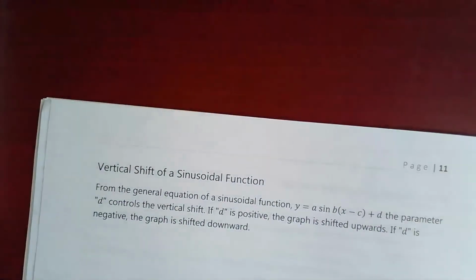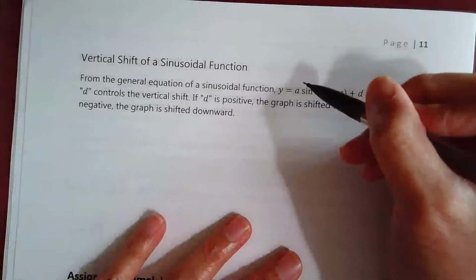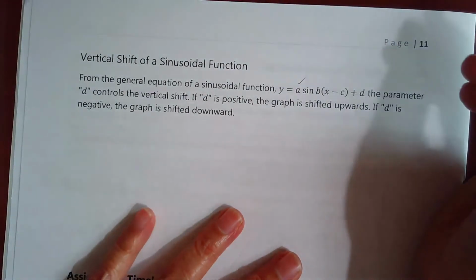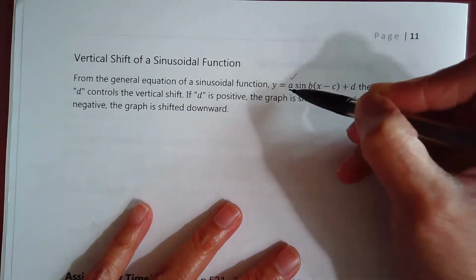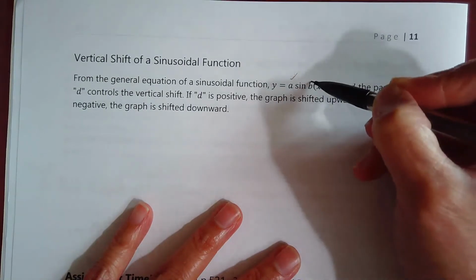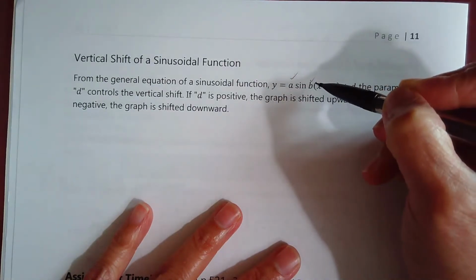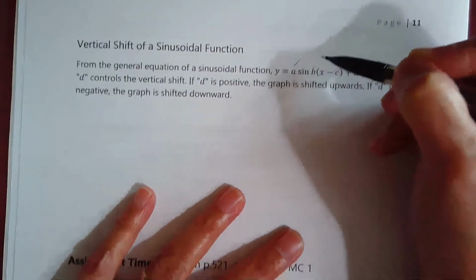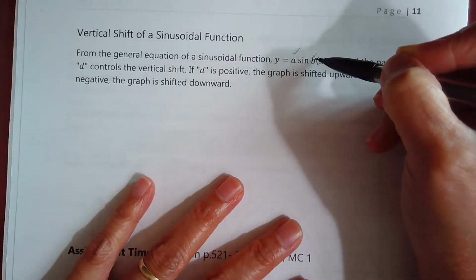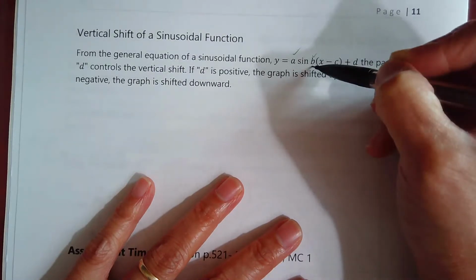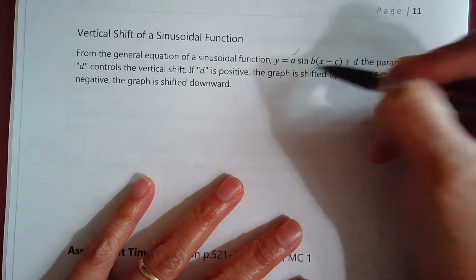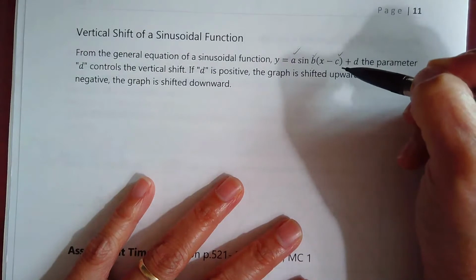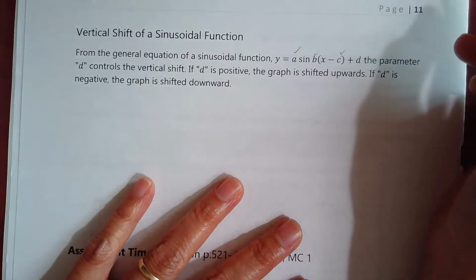Okay, so what have we done so far? We've done the parameter A, which is the amplitude. That's a vertical stretch or compression by a factor of A. B tells us the horizontal compression or stretching, and maybe reflection too, and that also affects the period of our graph. We talked about the C value, that's the phase shift or horizontal translation.